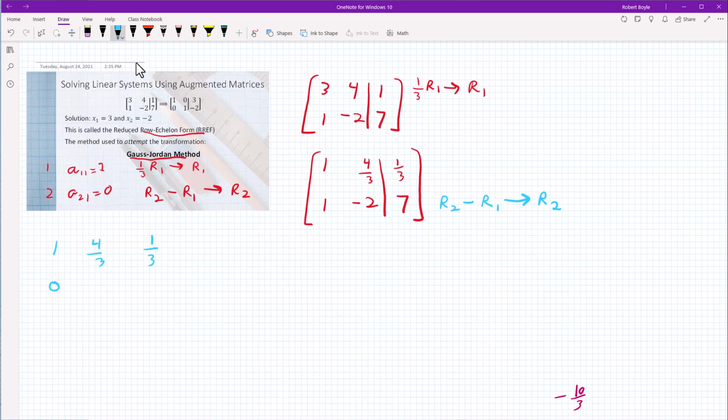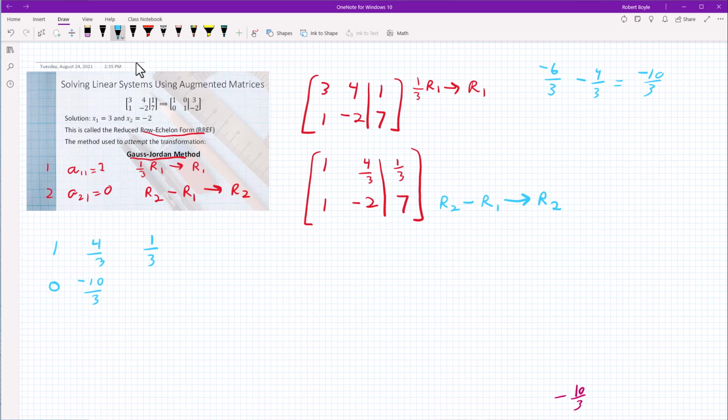Well, we can write negative 2 as negative 6/3. You need to have a common denominator. Minus 4/3 is going to be equal to negative 10/3. So we're going to have negative 10/3 here. Yes, we are going to be dealing with fractions.